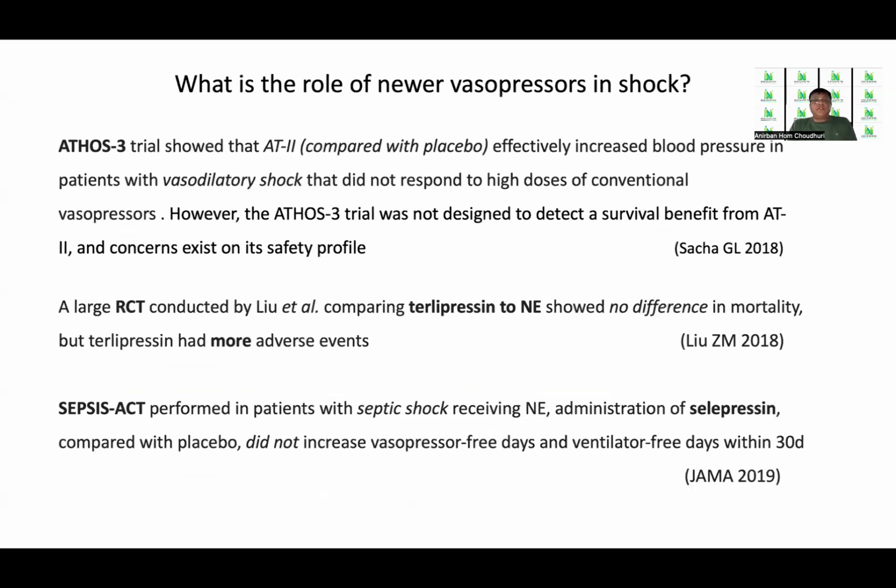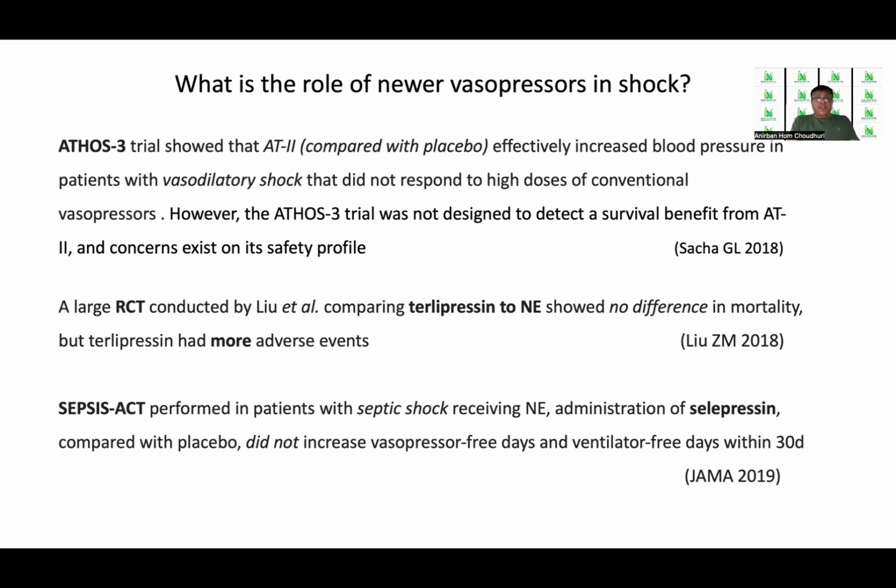Now, what is the role of new vasopressors in shock? So we had few trials. One was the ATHOS-3 trial. 3 means it has been conducted 3 times. They showed that angiotensin II, in comparison to placebo, effectively increased the blood pressure in patients with vasodilatory shock that did not respond to high doses of conventional vasopressors.